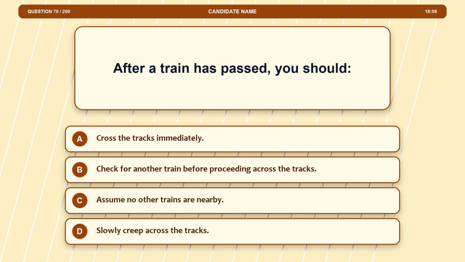Question 70. After a train has passed, you should: Option A. Cross the tracks immediately. Option B. Check for another train before proceeding across the tracks. Option C. Assume no other trains are nearby. Option D. Slowly creep across the tracks.